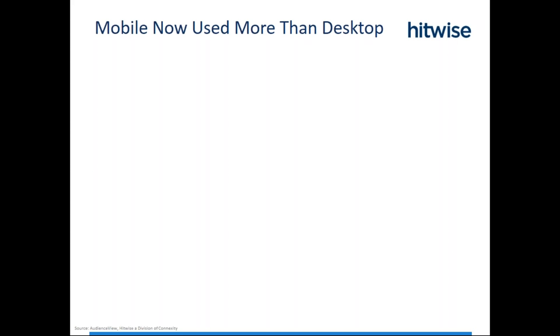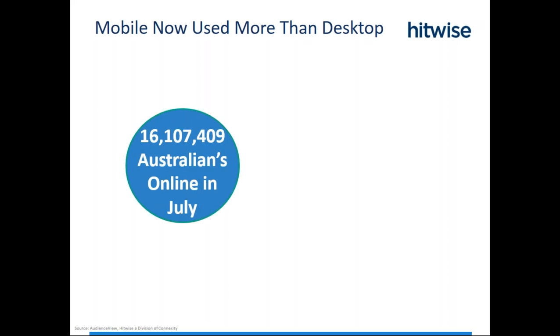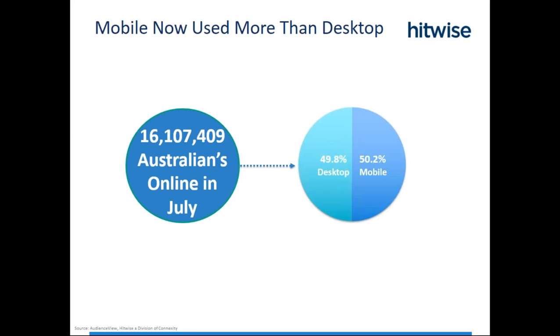Now, this person is obviously a very unique example because the majority of Australians are now more likely to be using their mobile than a desktop. So in summary, there's over 16 million Australians online in July. And of the split of that, 50.2% was the mobile share and 49.8% was the desktop share. So this is a trend that we're seeing throughout this year. Nearly every month this year, mobile has held a stronger share than desktop.